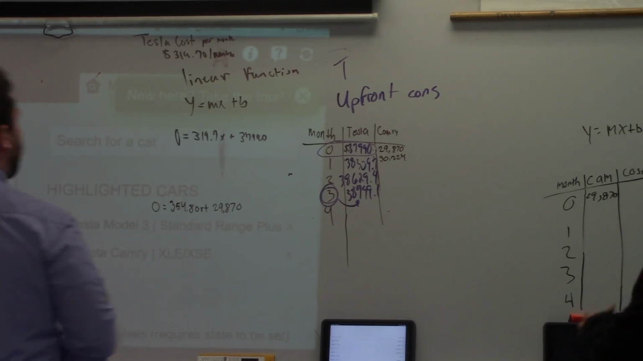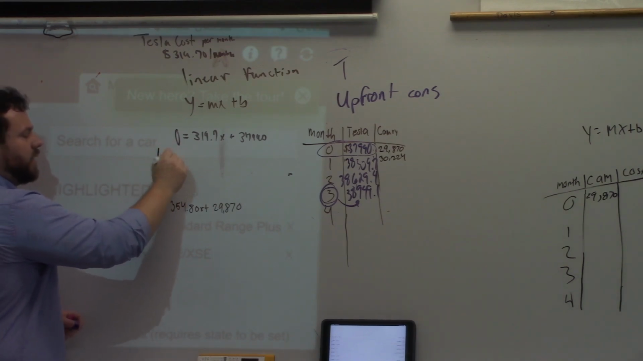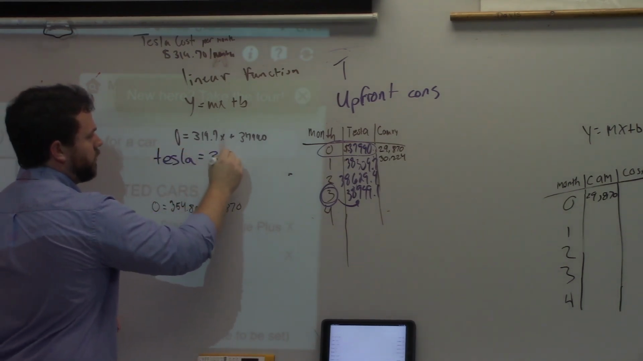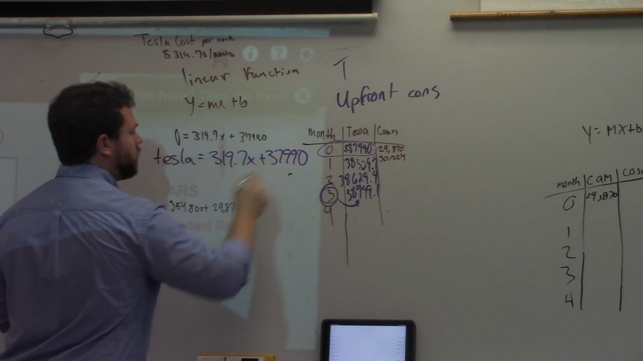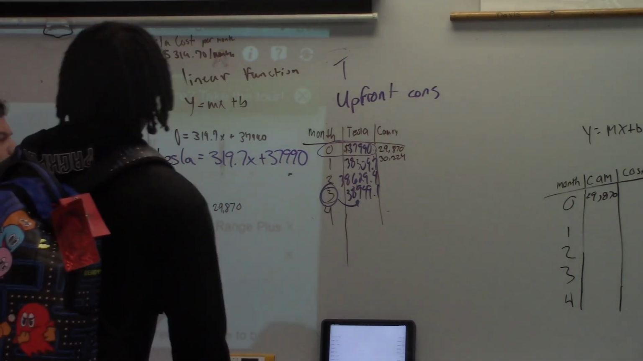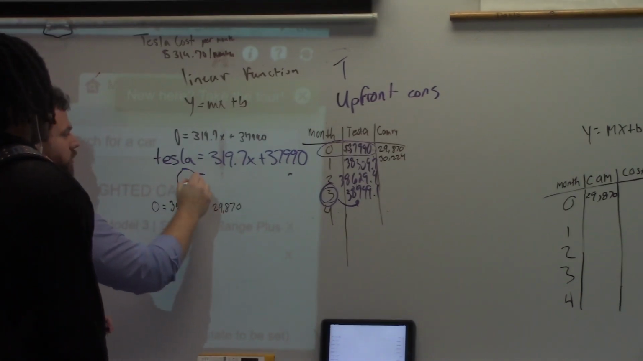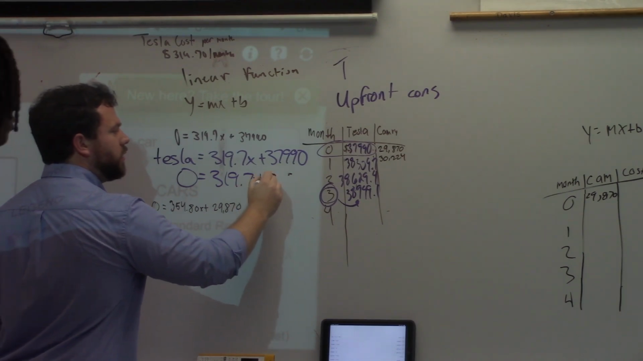Right here, I don't know which group this is, but this group took that idea of the Tesla. And what did they do with that equation? They multiplied by 12. Where did you see the 12? Then they added 6. They set it equal to 0.